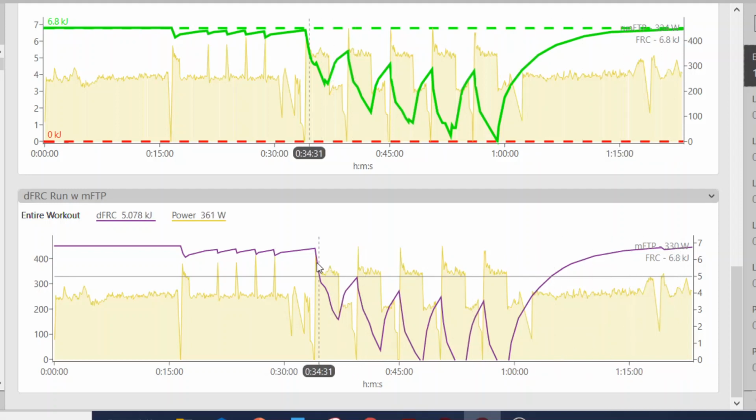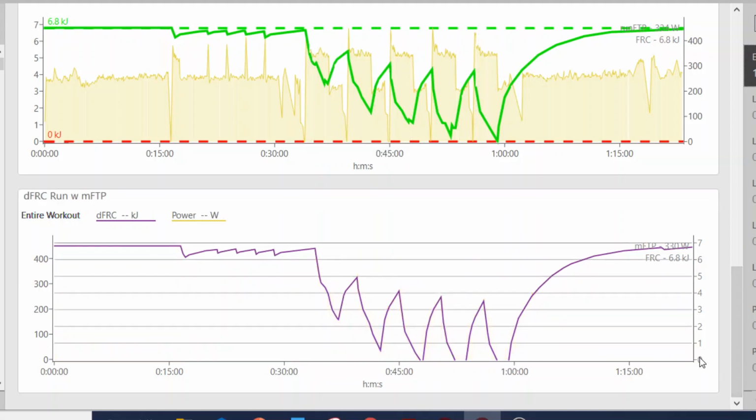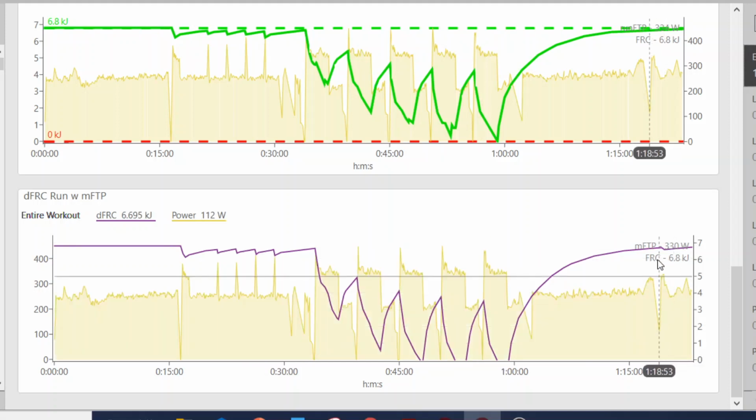But the problem here is it overshoots zero. Zero is right here. There's FRC. There's dynamic FRC. And see how it overshoots zero? That should never happen. Theoretically, you've only got 6.8 kilojoules. So how can that happen? Either you haven't optimized the model on the far left-hand side such that FRC is underestimated, or your FTP is underestimated. One of the two will cause this to overshoot.